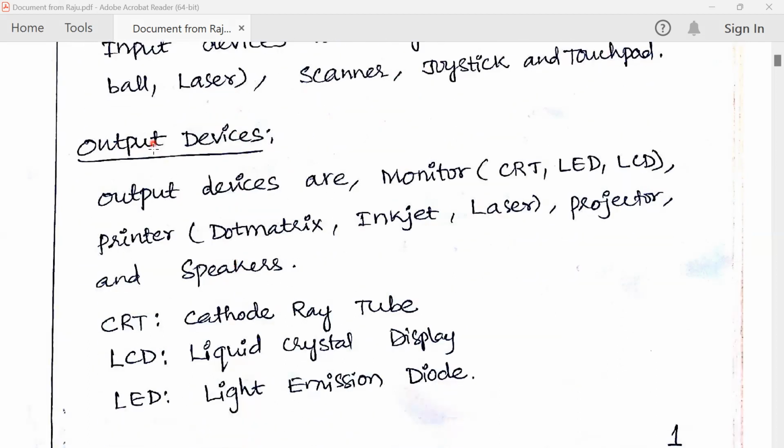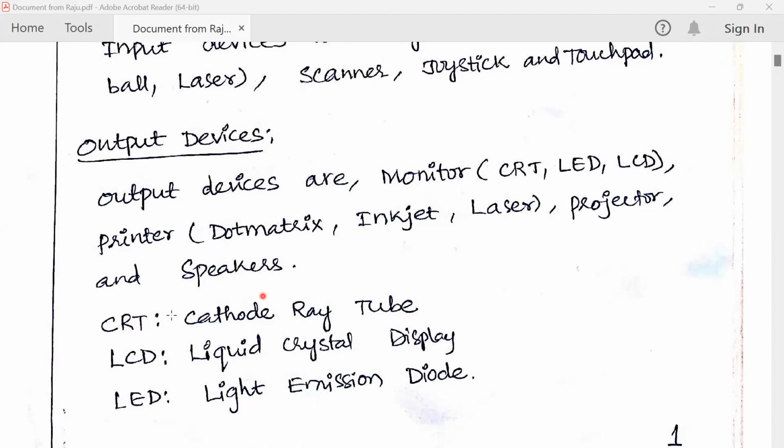What are the output devices we have? Output devices are monitor, printer, and speaker. These are called output devices. Remember, we have different types of monitors. The first one is CRT, the second one is LED, the third one is LCD. In the printer, we have different types: dot matrix printer, inkjet printer, and laser printer. These are called output devices.